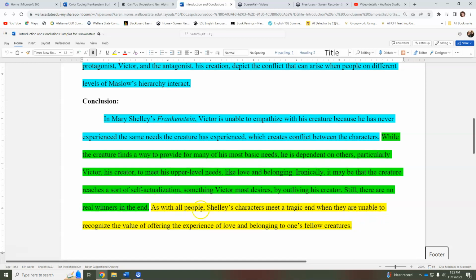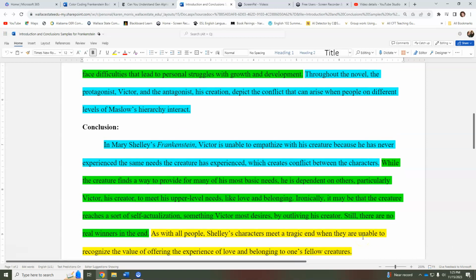So using this phrase, as with all people, kind of forces that to happen. So it's probably not a phrase that you want to use every time in a literary analysis, but it got the job done here. So these are two very generic introduction, conclusion paragraphs. I would expect you to add some of your own personality, flair, insight, critical thinking to make some that really are specific to your essay.